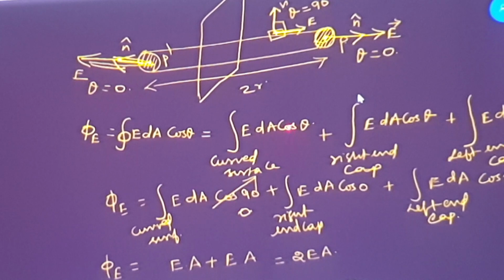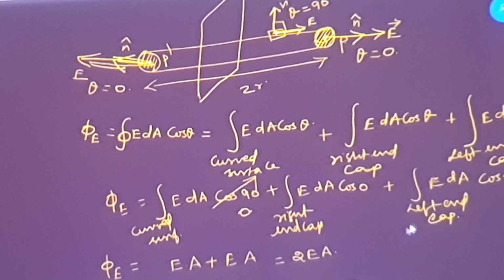By putting theta 90 at the curved surface and theta equal to 0 at the right end cap and at the left end cap, we get phi E is equal to E into dA plus E into dA. Here the curved surface term E into dA becomes 0. Here you are getting E into dA plus E into dA. When you are integrating this dA, keeping E as a constant, E into integral of dA will become what? A. If you want, you can represent it. How can you mark it out or how can you represent it?